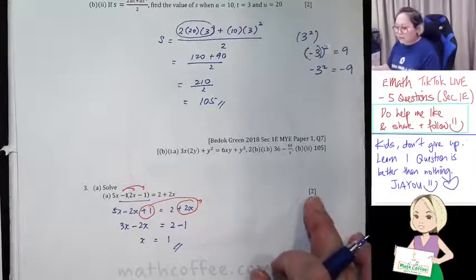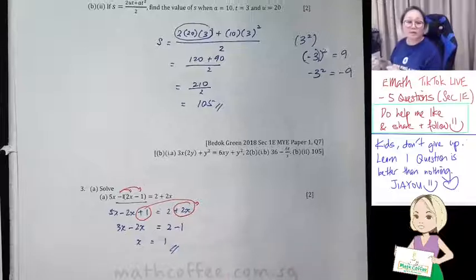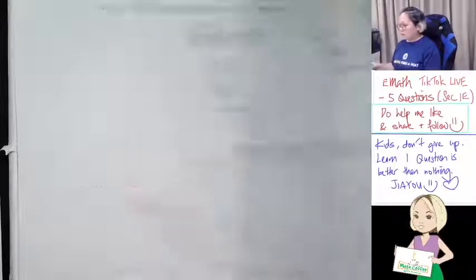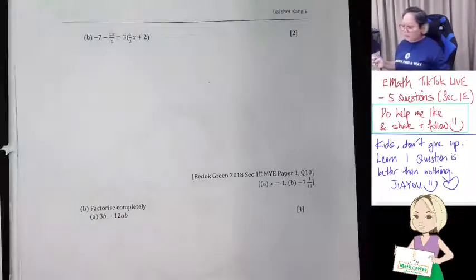So this is 2 marks. This is just set 1. For those who find it so easy, yeah, this is only set 1. Let's move on. I still have one more linear equation.